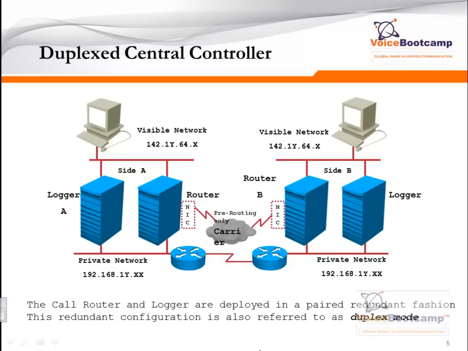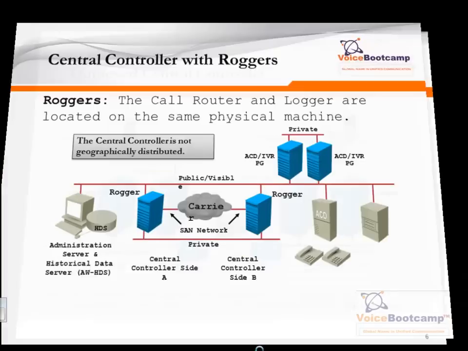A call router and a logger will be deployed in this fashion, where you have side A and side B. Side B will be acting as backup. This type of deployment is known as duplex mode. If one side goes down, the other side continues to operate in a simplex mode. We'll talk about that shortly.